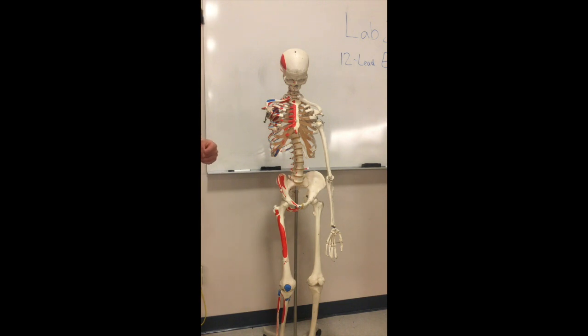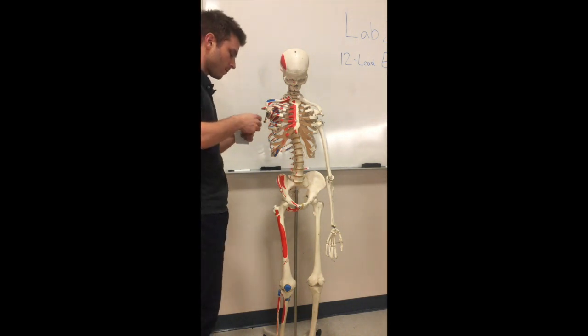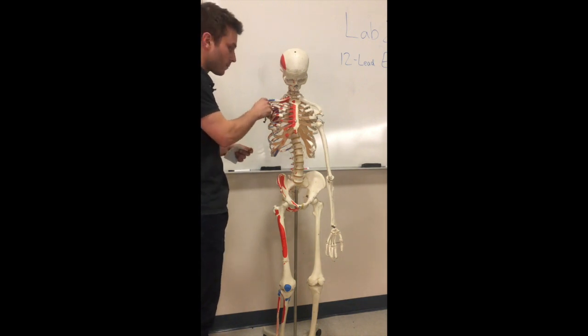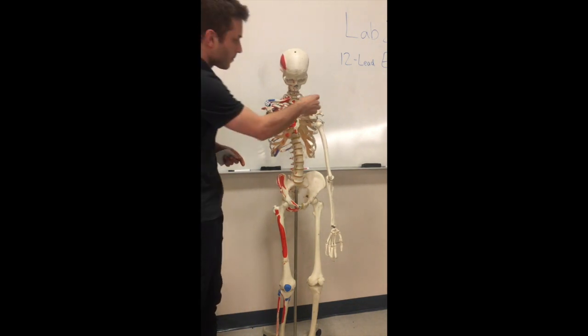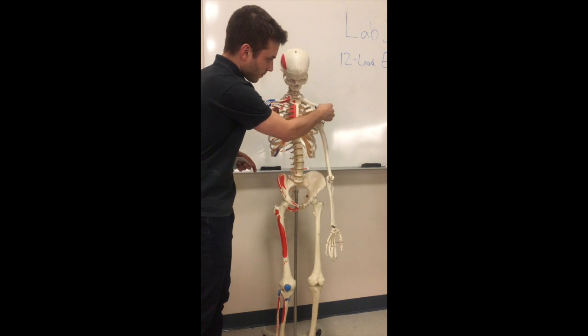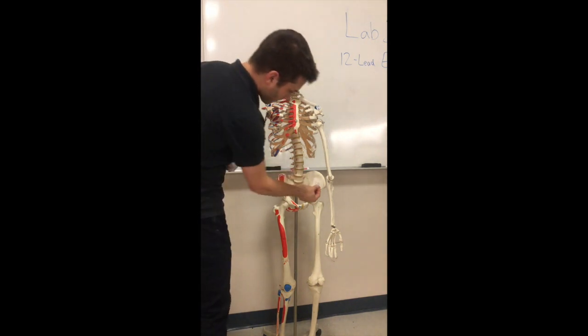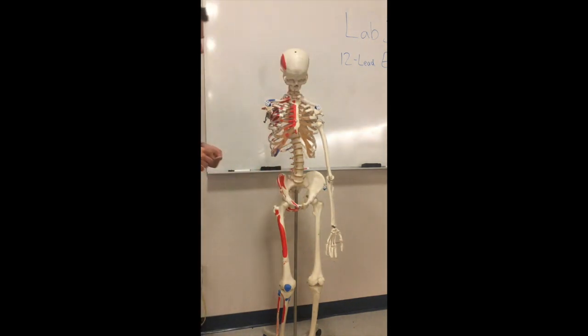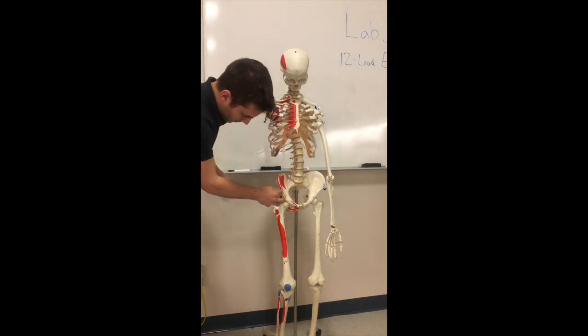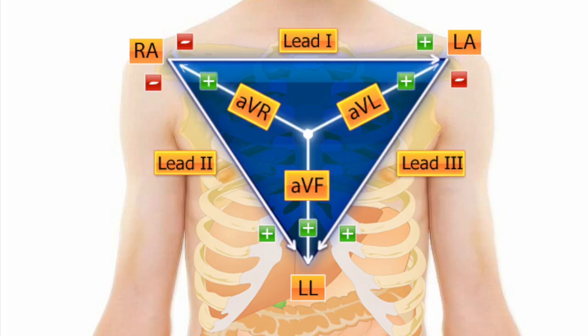Okay, and the electrodes are placed on the right shoulder, and we got our friend Bob here to help us out. The left shoulder, and it's the left and right shoulder of the person, okay? Not the person putting the electrodes on. And the left hip, and also the right hip, which is also known as the ground electrode. Okay, and these electrodes form what is known as the Einthoven's triangle.